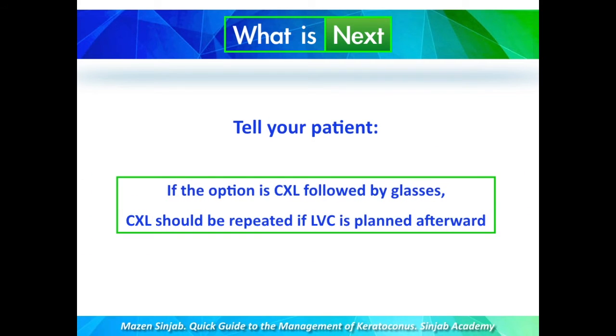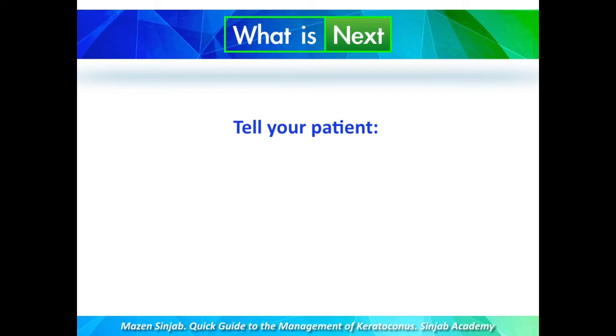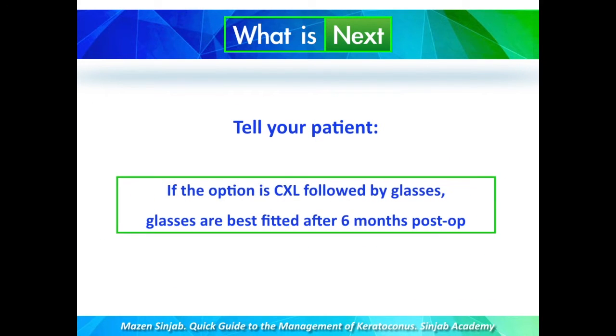Tell your patient, if the option is corneal cross-linking followed by glasses, corneal cross-linking should be repeated if laser vision correction is planned afterward. And tell your patient, if the option is corneal cross-linking followed by glasses, glasses are best fitted after 6 months post-op. This does not mean that the patient will stay without any correction. He can use glasses, but the power of glasses will change until 6 months.